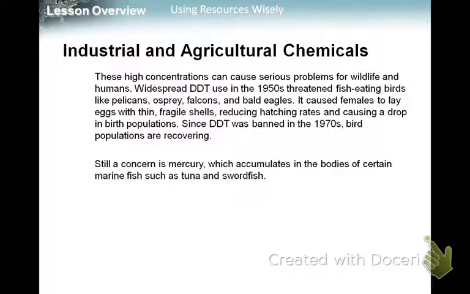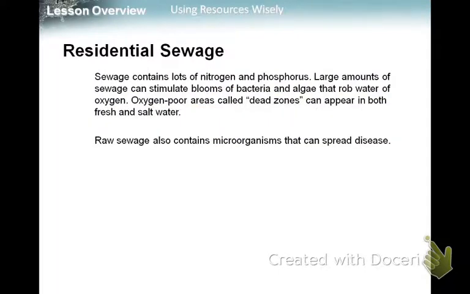Widespread DDT use in the 50s threatened fish-eating birds, those top-level consumers. It messes with the shell thickness of their eggs. That reduced hatching rates and caused a drop in bird populations. Since DDT was banned in the 70s, bird populations are now recovering. We still have mercury, which, if you eat fish, you've heard about. It accumulates in the bodies of certain marine fish, such as tuna and swordfish. It's to our advantage to be careful about how much fish we eat and know what sources our fish are coming from because of potential mercury poisoning.